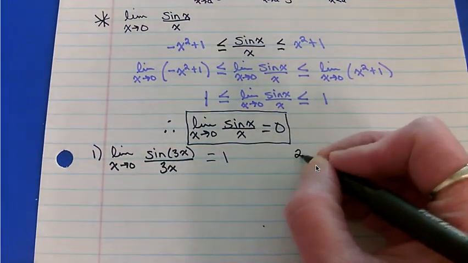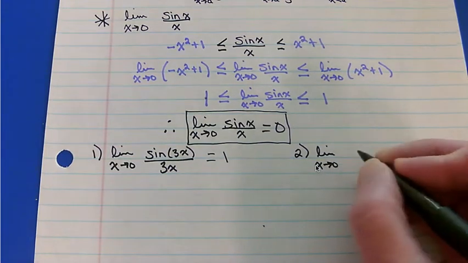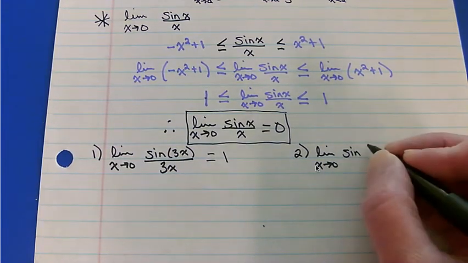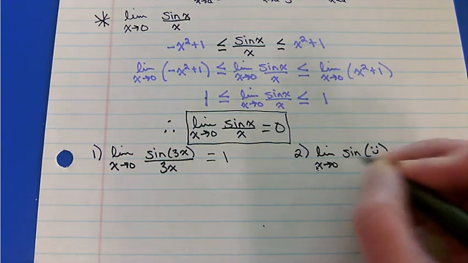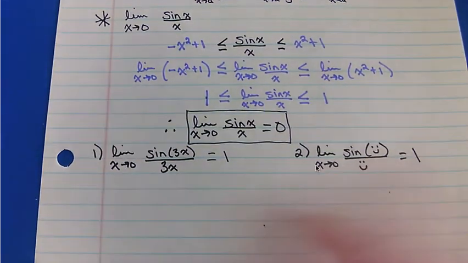So I don't care if it was the limit as x approaches 0 of sine of a happy face over a happy face, it's going to be 1.